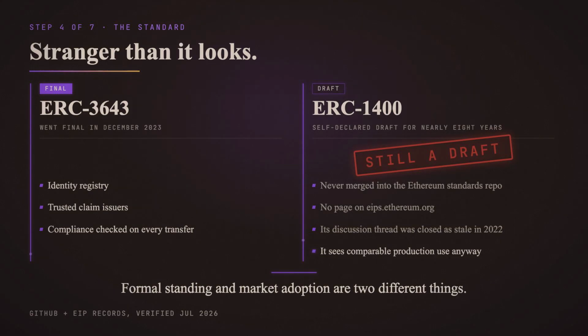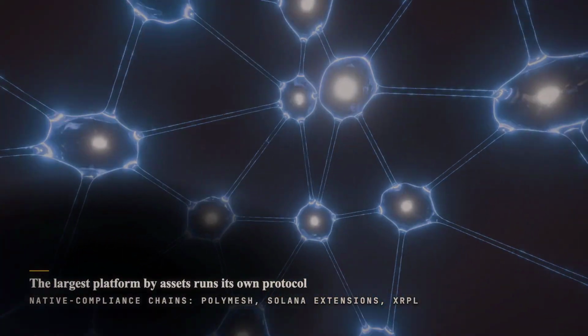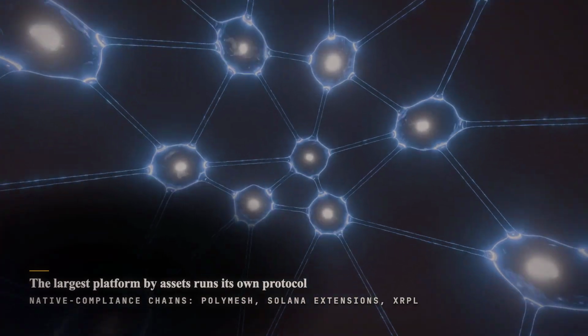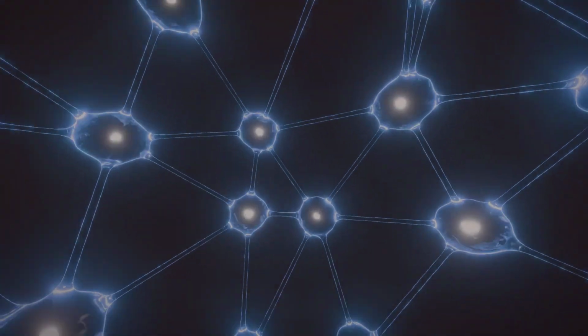Formal standing and market adoption are two different things, and the largest platform by assets uses neither. Securitize runs its own protocol. There are also chains with compliance built in natively, including Polymesh, Solana's token extensions, and XRPL's multi-purpose tokens.